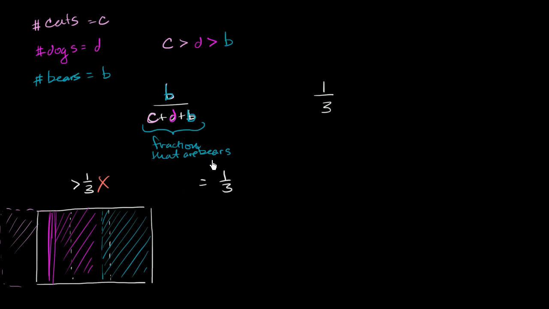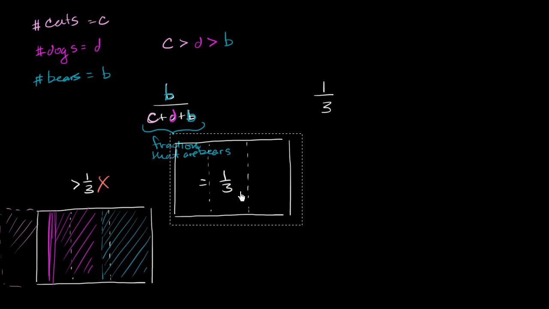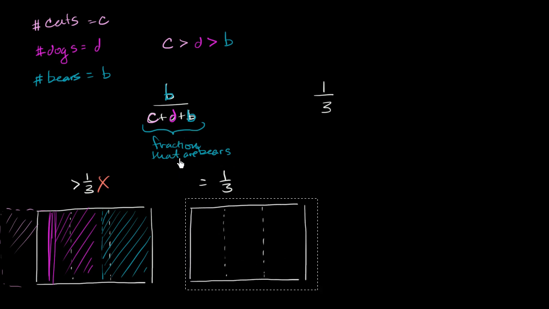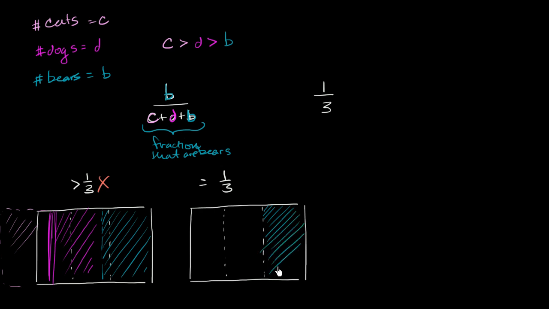Let's imagine if the fraction that are bears were equal to 1/3. So let's make our diagram again. In this situation, the bears are exactly 1/3, so I'll just color in this third right over here. But we know that the number of dogs is greater than the number of bears. So the fraction that are dogs has to be greater than the fraction that are bears. So the fraction that are dogs would have to be greater than 1/3.